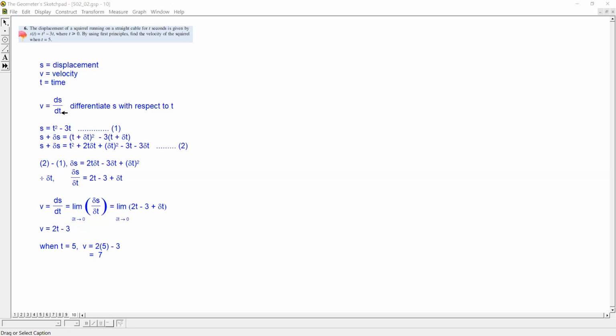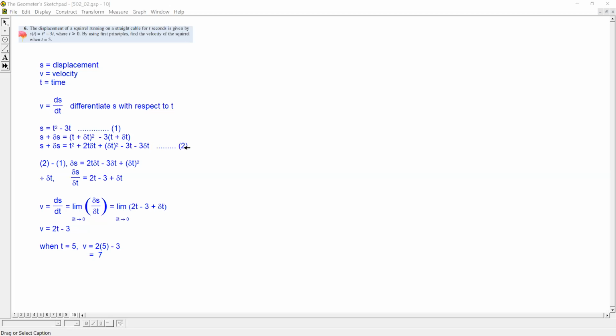Why do we want to find ds/dt? Because ds/dt is the velocity. The rate of change of displacement is the velocity. So how to differentiate? They want it from the first principle. From the first principle, I have to put s plus delta s, t plus delta t, and here also t plus delta t. And you expand.